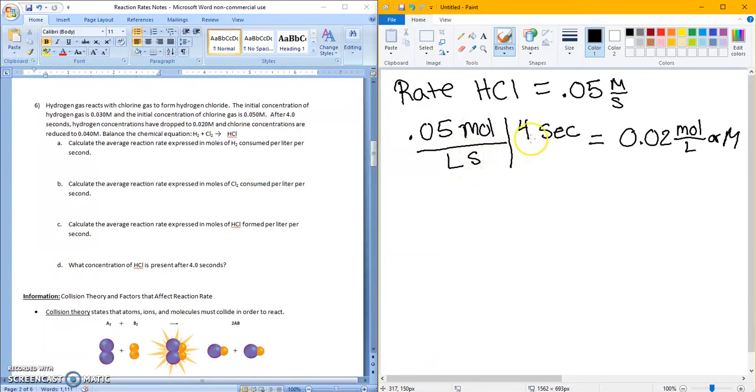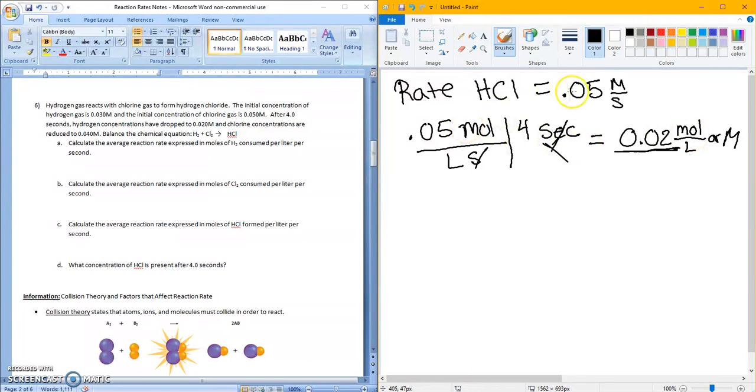And if the reaction continues for 4 seconds, like it said, well, the seconds cancel out. And I'm left with moles per liter, which is a concentration, which is what they're asking for. And I do my math, and I get 0.02 moles per liter is present after 4 seconds. So you have your rate, you have your time, multiply the two, and you get your concentration.